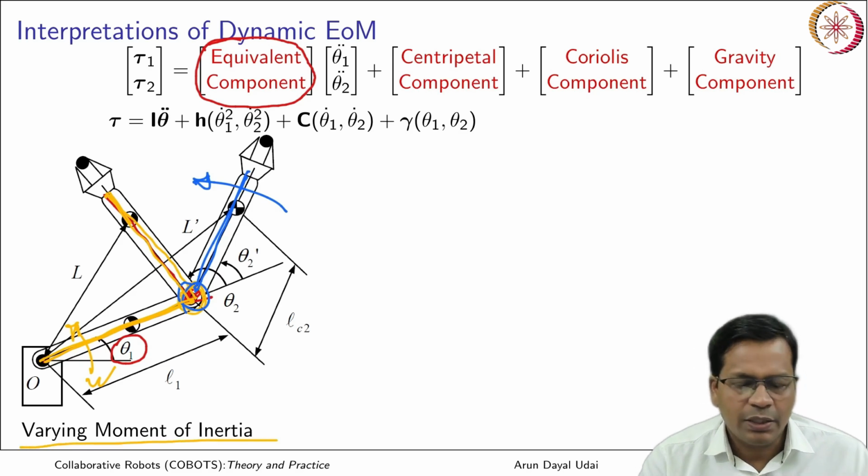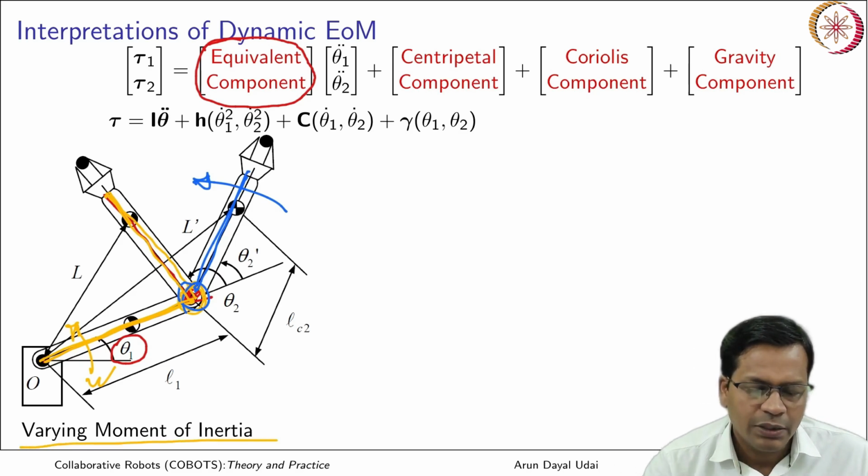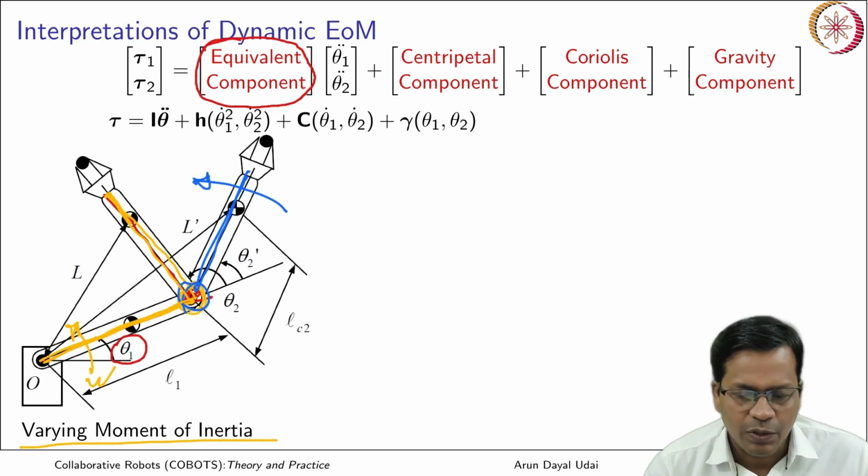With time the shape of the link changes. The configuration of the link changes. With time there is variation in the configuration of the system. The whole moment of inertia keeps varying all the time.